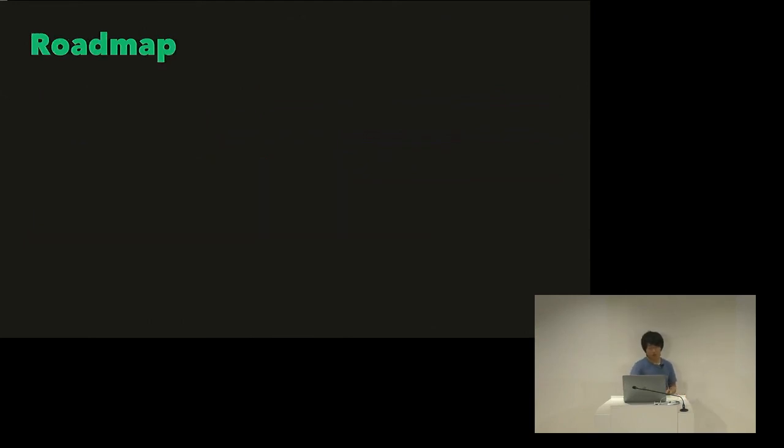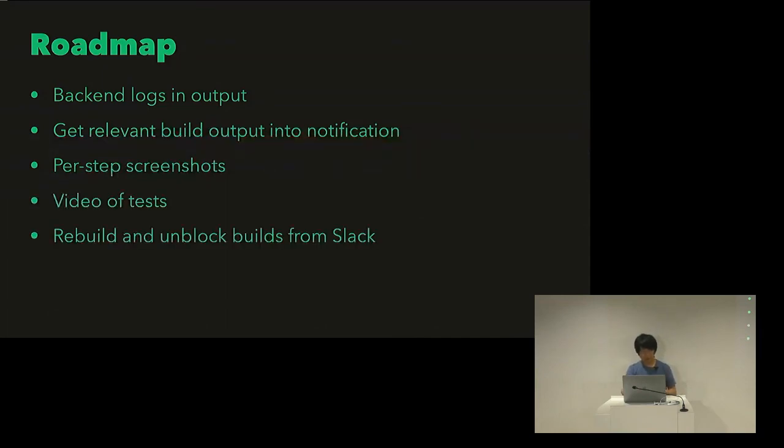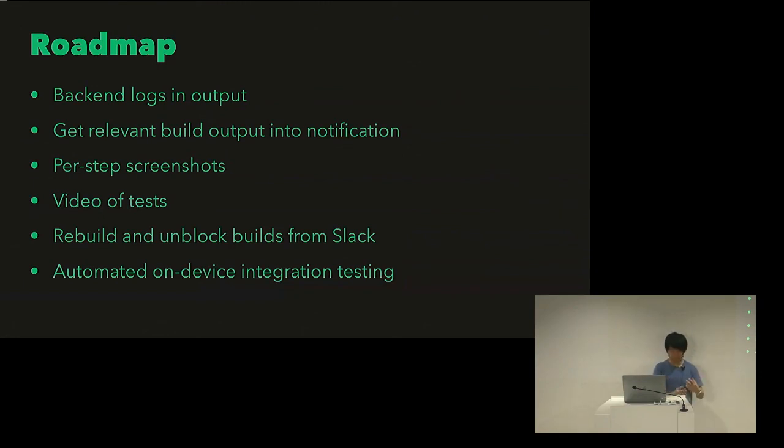The future roadmap of our pipeline was to have the backend logs in the output as well. So when it caused an issue with the backend, we can see that without having to do the other thing. But that's a more difficult problem, and we haven't needed it yet. We want to get the relevant build output into the notifications, so you don't have to go to your CI service at all. Per-step screenshots or a video, so we can see what happened before things went wrong. Rebuild and unblock builds from Slack, which I think someone's working on, but hasn't been that important yet. And the holy grail of automated on-device integration testing using the same test suite, which I have a prototype of that does work, it just needs more time to automate getting it onto the iPhone.